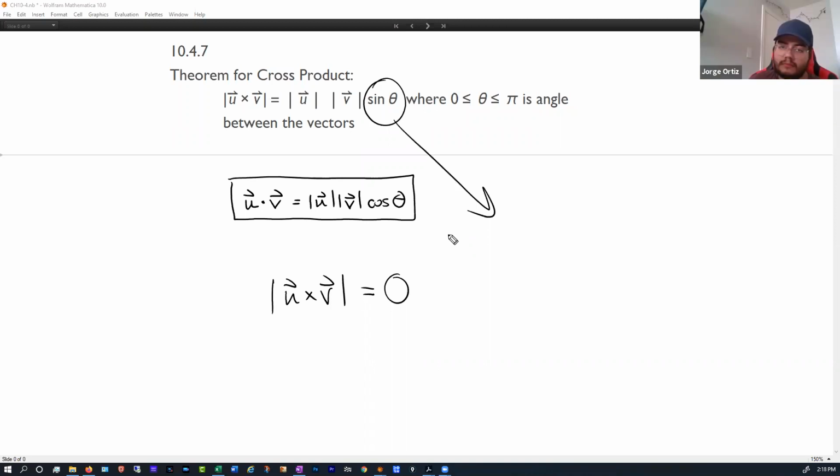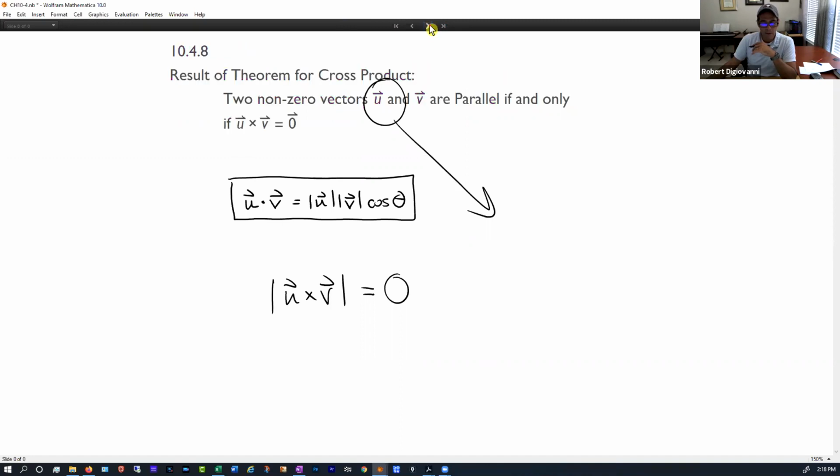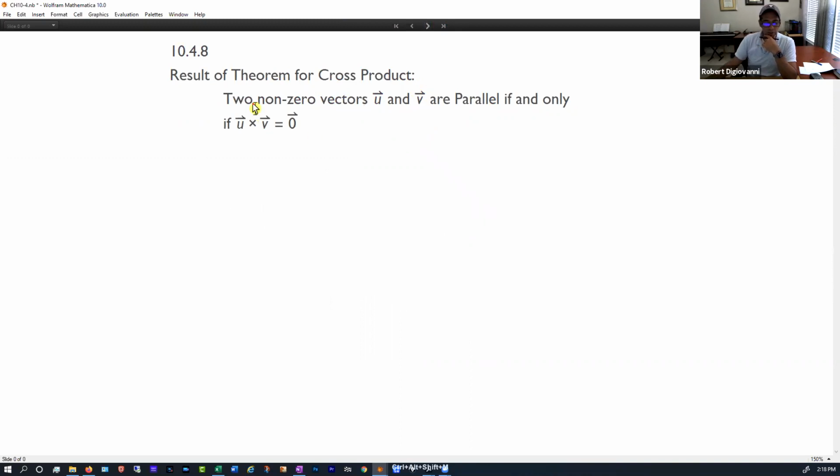And that's what the next result is. This one right here. 2 non-zero vectors, u and v, are parallel if and only if their cross product is 0. So if you ever take the cross product of 2 vectors and get 0, you can tell me right now that those 2 vectors are parallel.